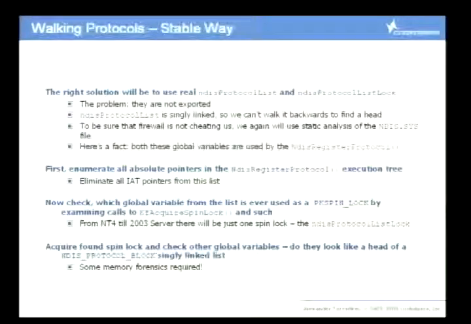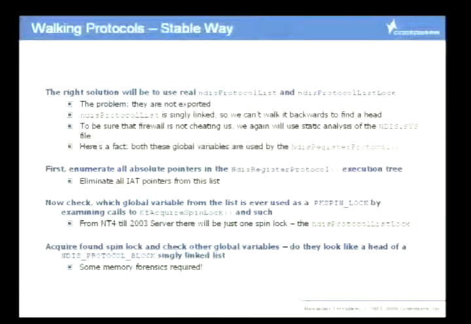The main problem is that they are not exported. Another problem is that this list is singly linked and we can't walk it backwards to find the head. But we can perform static analysis of this .sys driver to find all these variables because they are global, and it's easy to find them by walking this register protocol function. Both of these global variables are used by this function.